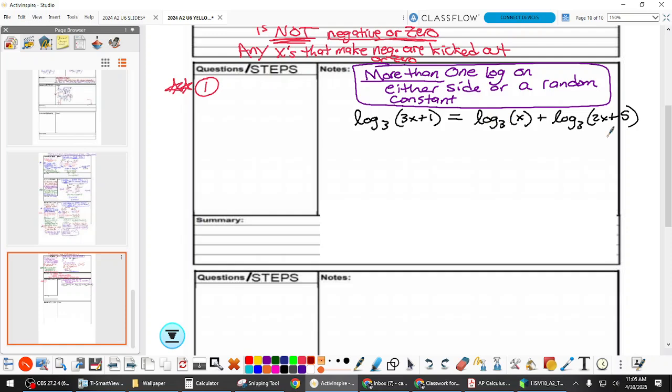So our first step is use log properties to combine logs. Combine means either condense, which is the more usual, or expand, and you're not going to ever expand, so just condense. So the left side is fine. I don't need to do anything with it. What does the right side become?